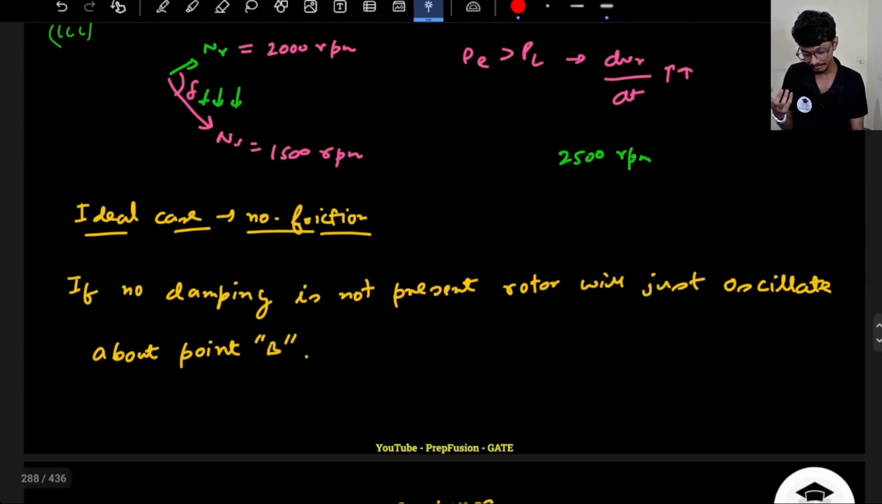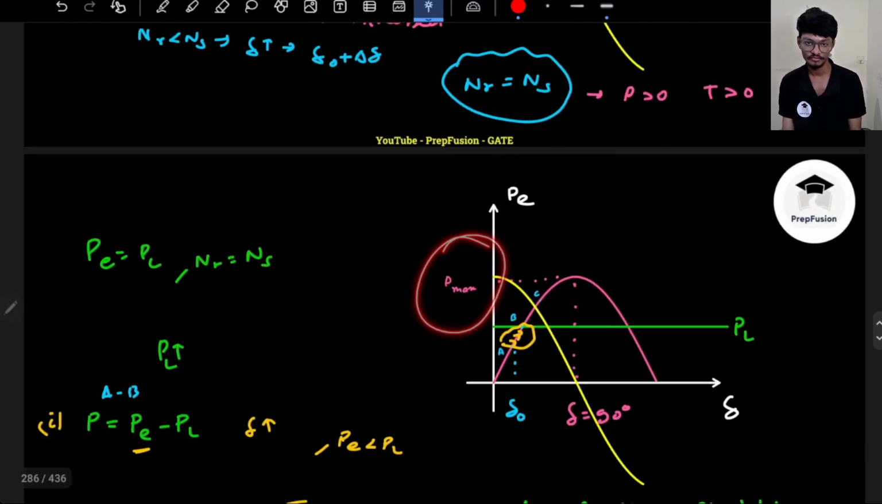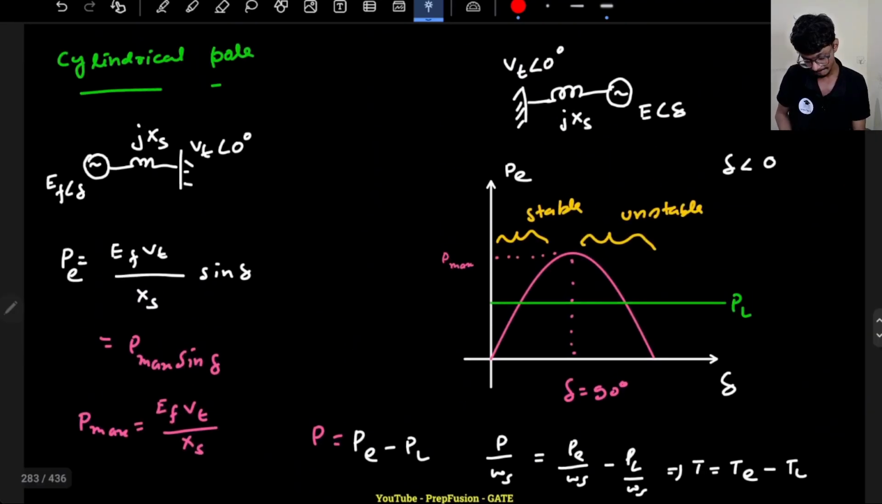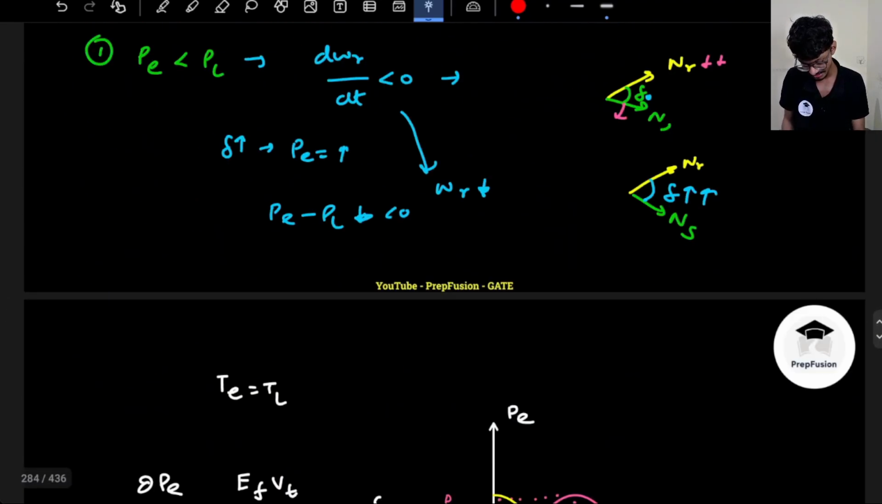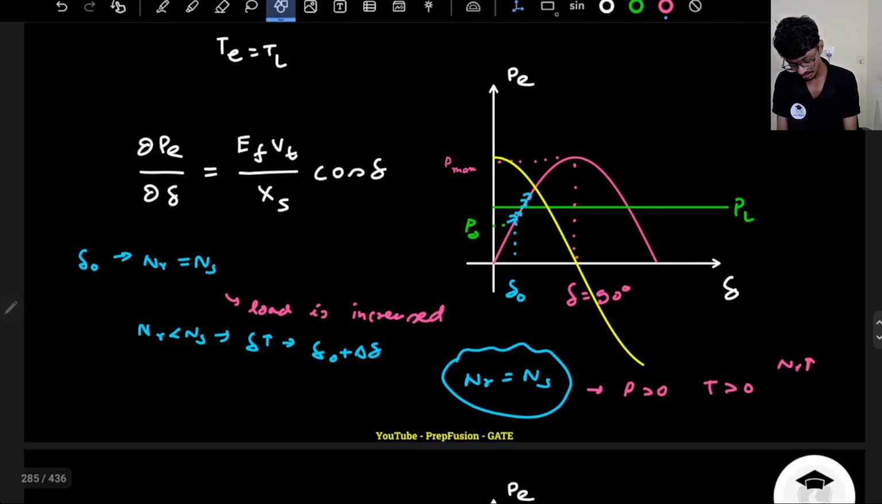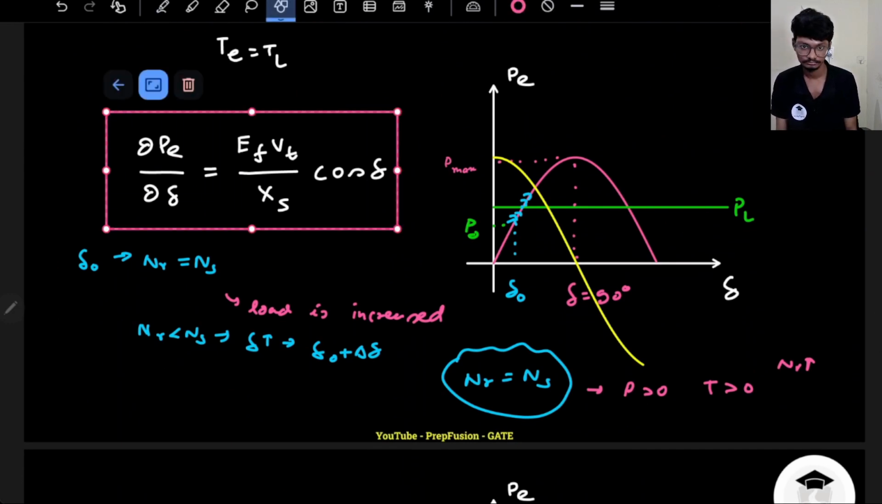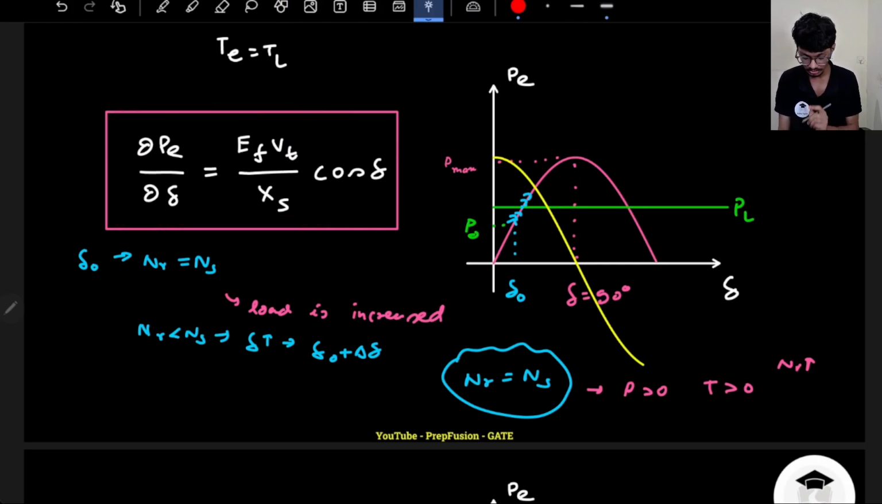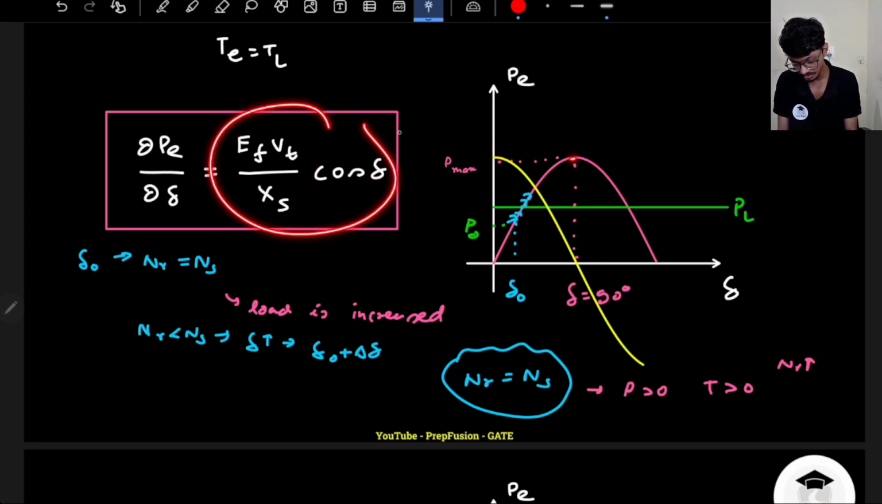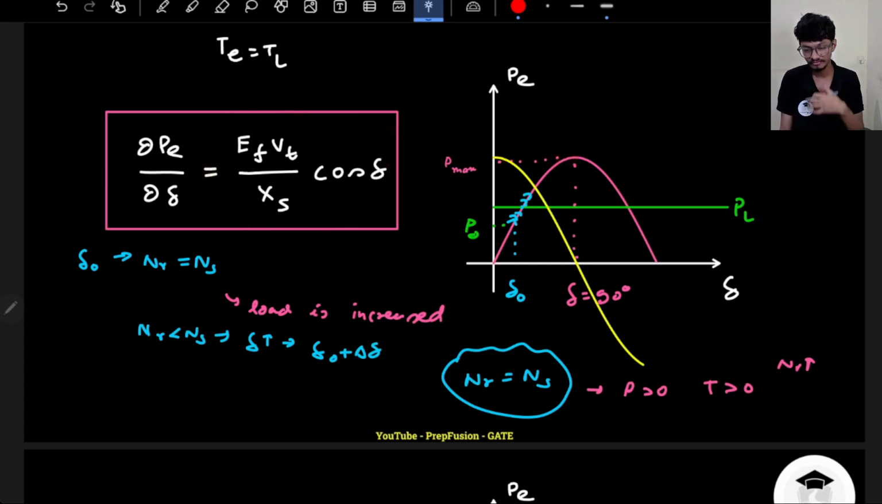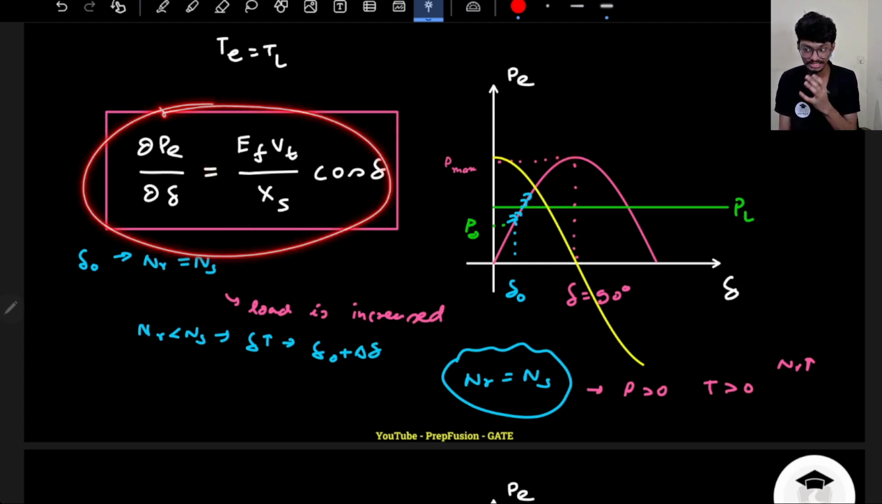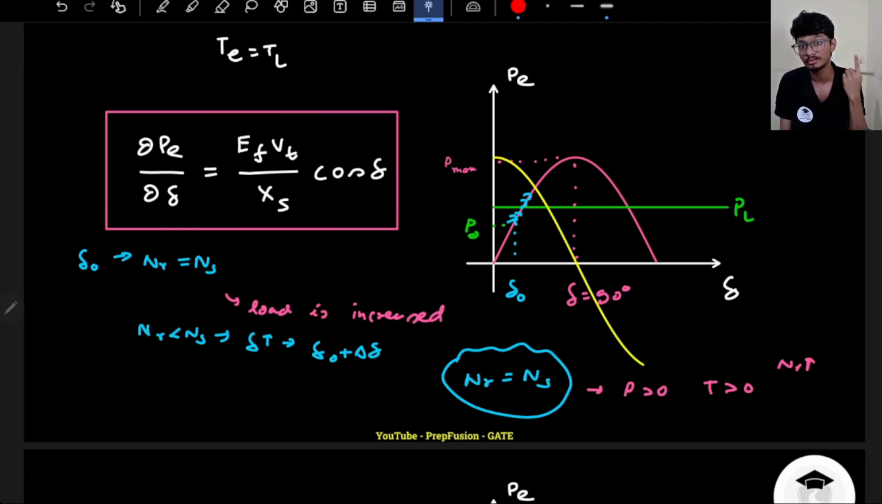That's why a term came to be known as the synchronizing coefficient, and it is given by this equation. That was actually written at the starting. Why is this called the synchronizing coefficient? Because it tells me how much power it can provide. Basically, if my delta naught is 0, my synchronizing coefficient is very high, because cos 0 is the maximum value. The closer I reach towards 90, the synchronizing coefficient reduces. That means I don't have enough power or synchronizing power that can bring the machine back to synchronism.